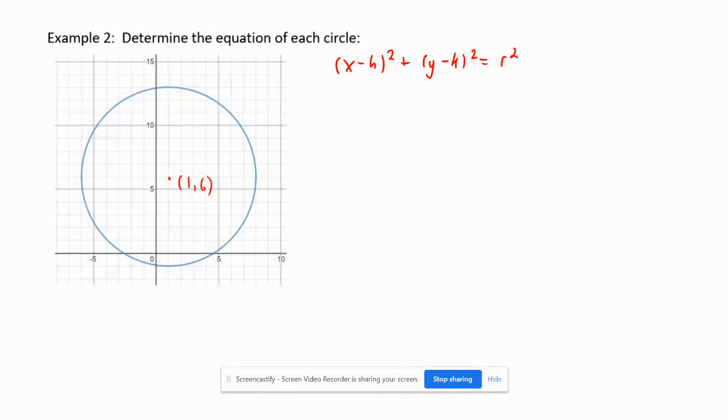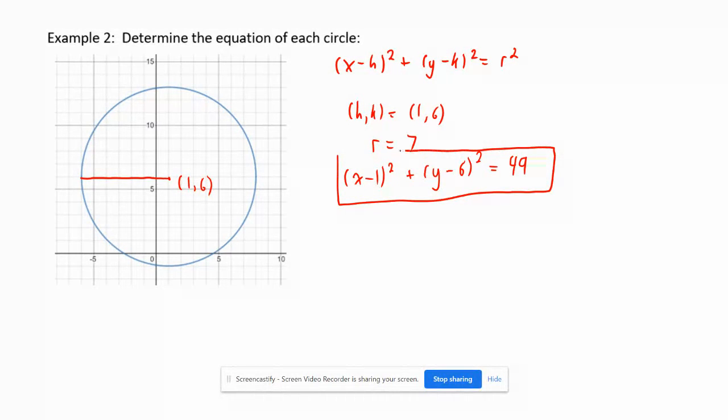And if you look from here to here, to find the radius, it's 1, 2, 3, 4, 5, 6, 7. So we know that (h, k) equals (1, 6), and we know that r equals 7. Therefore our equation is (x minus 1) squared plus (y minus 6) squared equals 7 squared, and 7 squared is 49. So here is the equation of our circle.